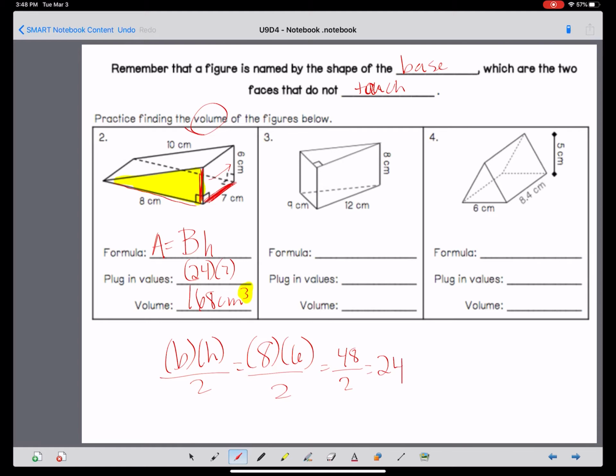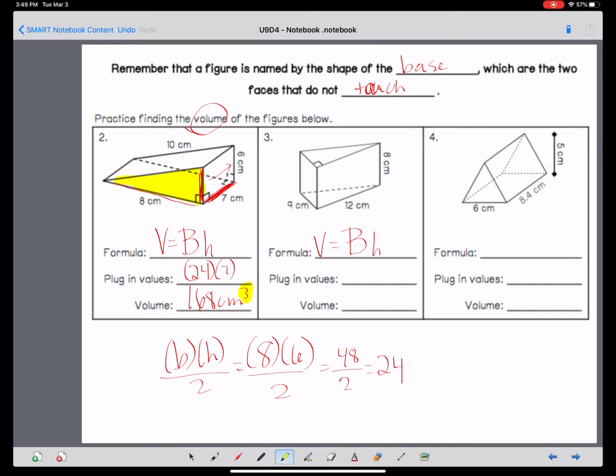With a triangular prism, we are going to have to do area is equal, oh my goodness, I messed up both times. Even back here I messed up. I should have put volume because we're finding volume. Volume is equal to the area of the base times the height. So let's go ahead and plug these in.